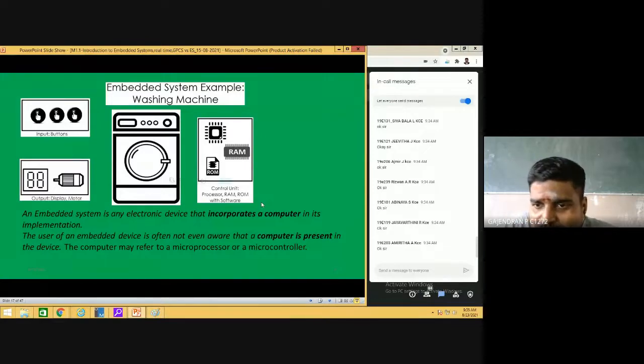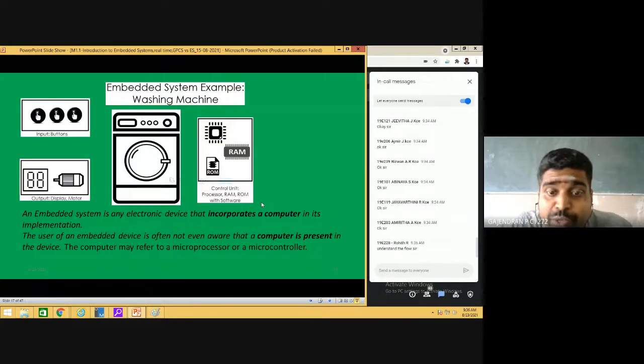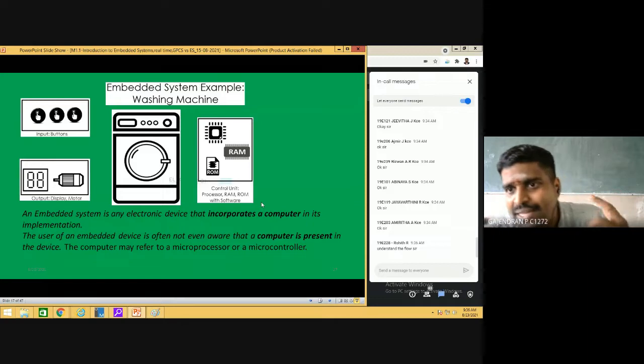Okay, Ajmeer, what is the next level? Next level of thinking we can have: we can observe, understand, analyze, what can we do? To go to the next level, we can go through the things used in the washing machine. Okay. Jeevida, what is a little step more than these levels? The coding, sir. Understand the flow. Coding part you can think. Am I correct, Jeevida?